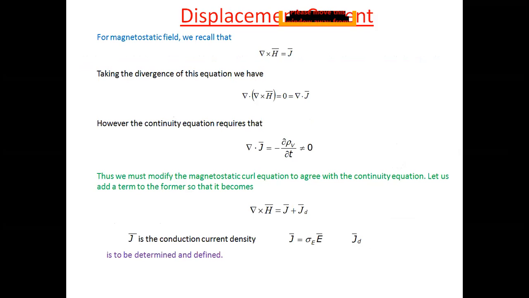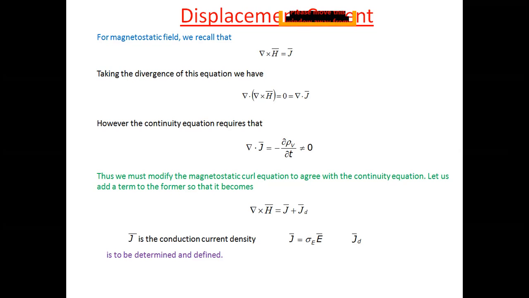For a magnetostatic field, we recall the equation del cross H is equal to J. Taking the divergence of this equation, we have del dot del cross H is equal to del dot J, that is equal to 0. However, the continuity equation requires that del dot J is equal to minus partial rho v by partial t, which is not equal to 0. Thus, we must modify the magnetostatic equation to agree with the continuity equation.